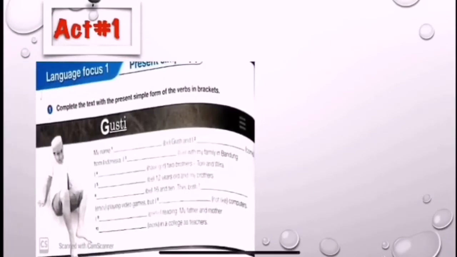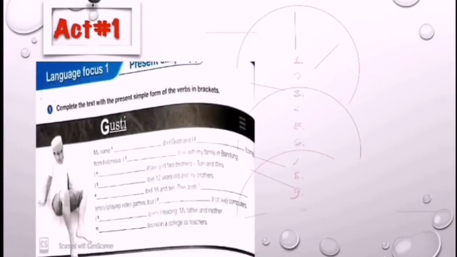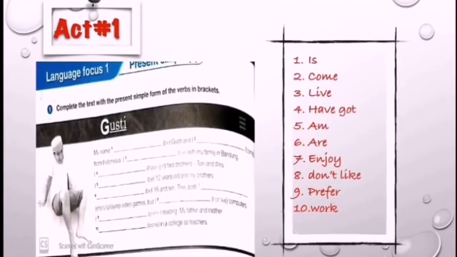Activity number 1 from page 8 of workbook. Complete the text with simple present tense. My name dash Gusty. There is be in the brackets, so we know when there is present simple tense we will use is, am or are at the place of be. My name is Gusty and I dash from Indonesia. In present simple tense we use first form of verb, so it would be I come from Indonesia.